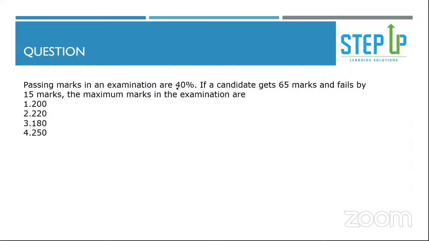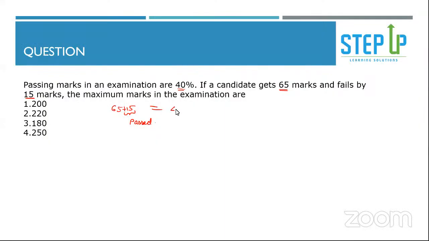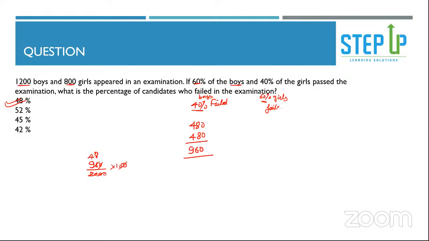So 40% is the passing marks. If a candidate gets 65 marks and fails by 15 marks, it means that if he would have got 15 marks more, he would have passed. And if he would have passed, he would have scored 40%. So if 40% is equal to 80, 100% is equal to what? So this is 2 into 100. Answer is 200. Fair enough? Okay. So previous one, he wants me to explain again.